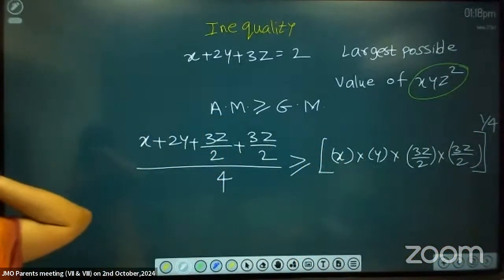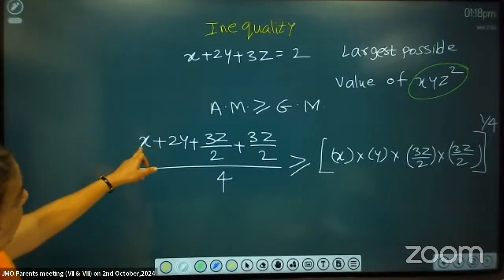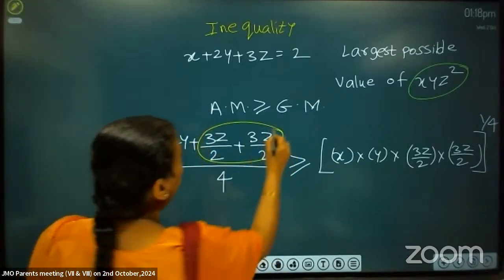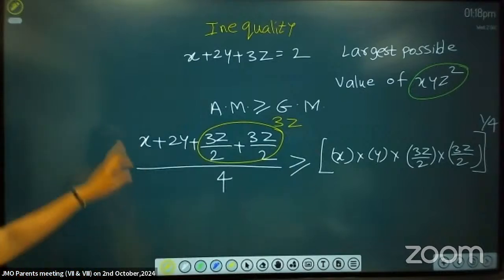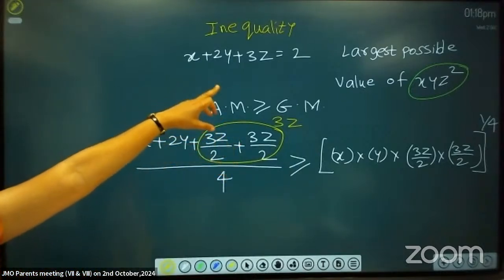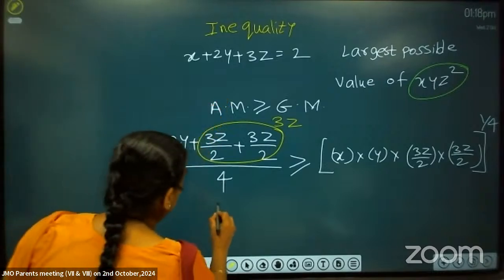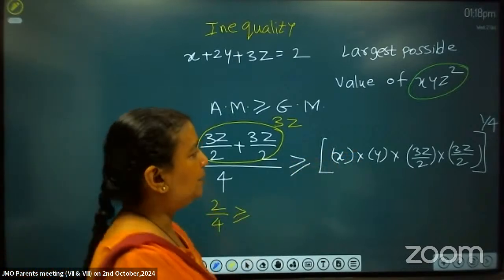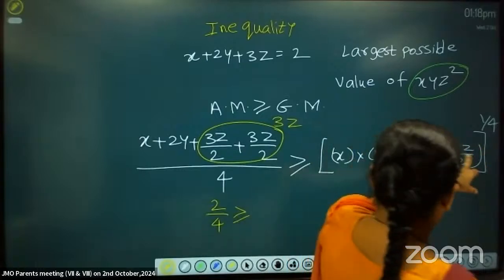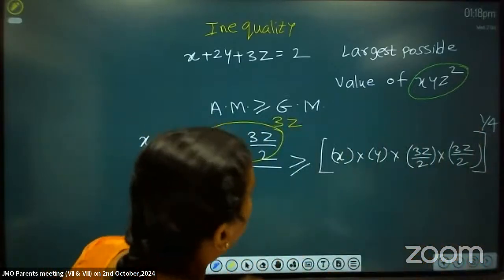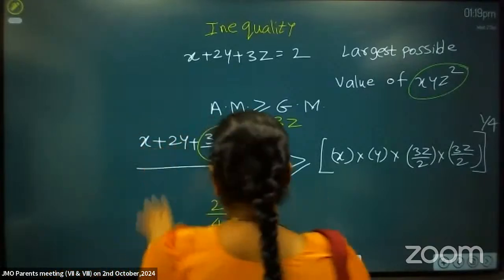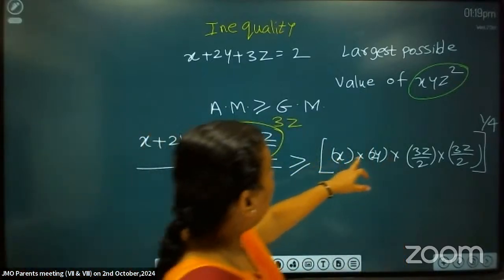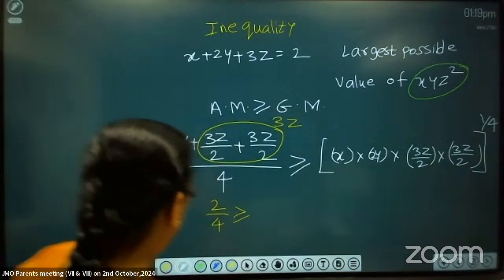That is the fourth root of their product. Now here, x plus 2y plus 3z, correct? This 3z by 2 plus 3z by 2 is nothing but 3z. So x plus 2y plus 3z, that is given, is equal to 2. So here I write, it is 2 upon 4 is greater than or equal to the product of x, 2y, 3z by 2, 3z by 2. Sorry, it is not y, it is 2y here. Sorry, I have made a mistake. X multiplied by 2y into 3z by 2 into 3z by 2.